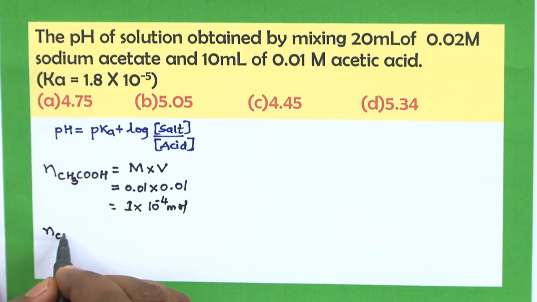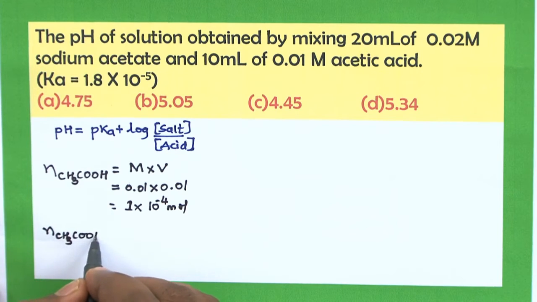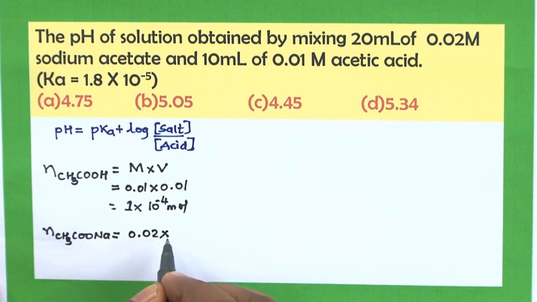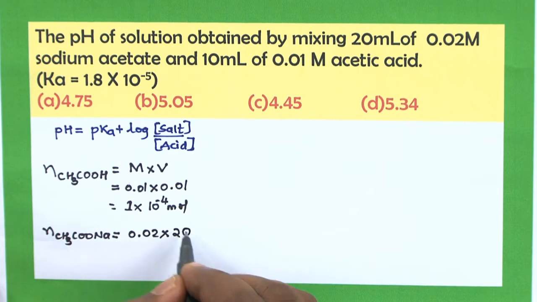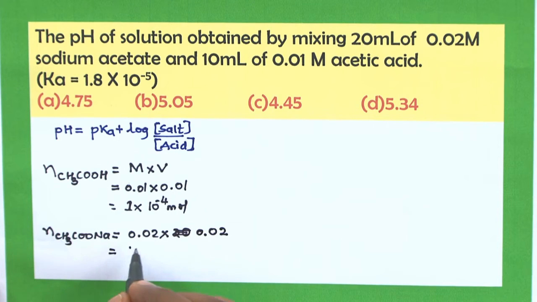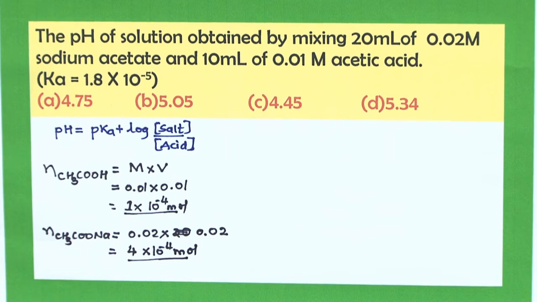Similarly, we will calculate the number of moles of sodium acetate. The number of moles of sodium acetate is given by the formula molarity into volume, where the molarity of sodium acetate is 0.02 into volume given is 20 ml. In terms of liter, it will be 0.02. That will be equal to, if I shift the point, 10 to the power minus 2, so it is 4 into 10 to the power minus 4 mole. So this is the moles of acetic acid and this is the moles of sodium acetate that they have given.